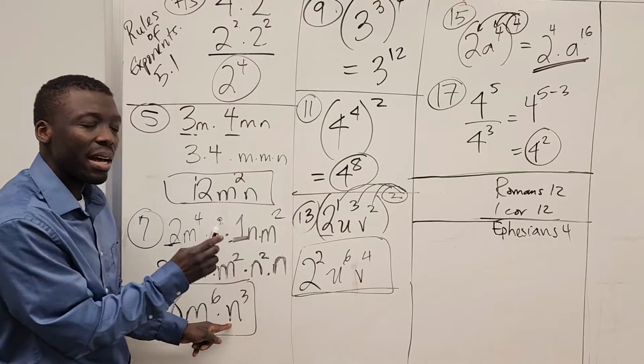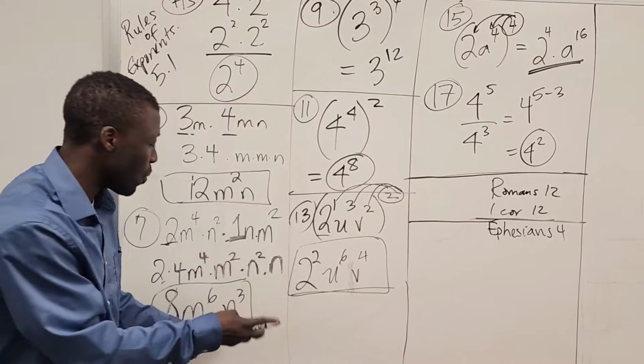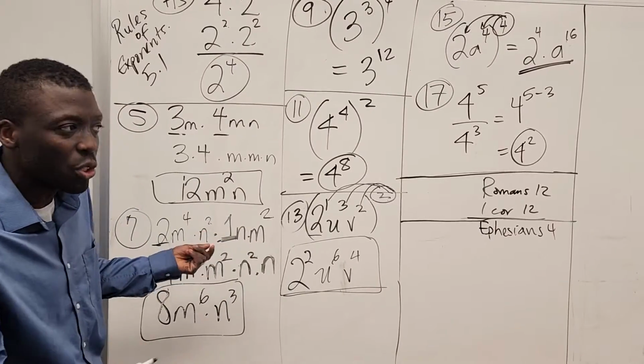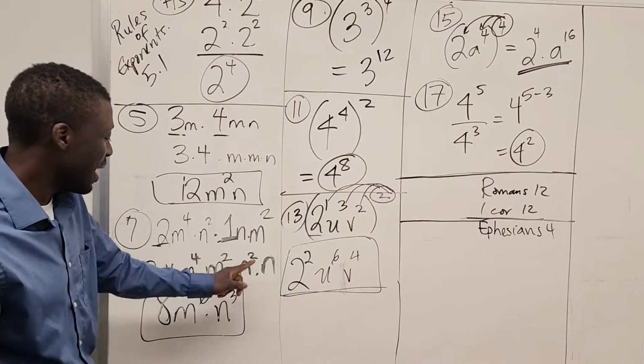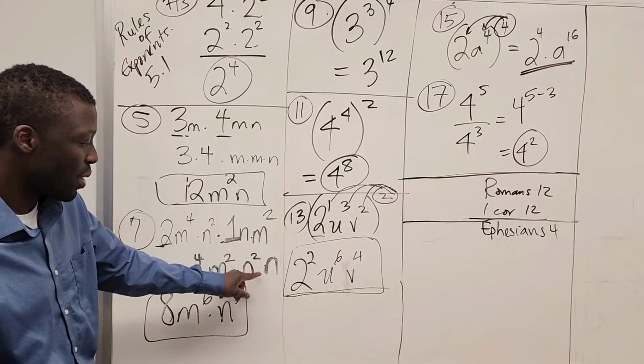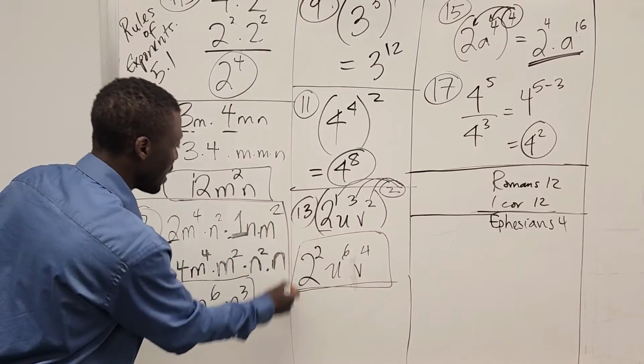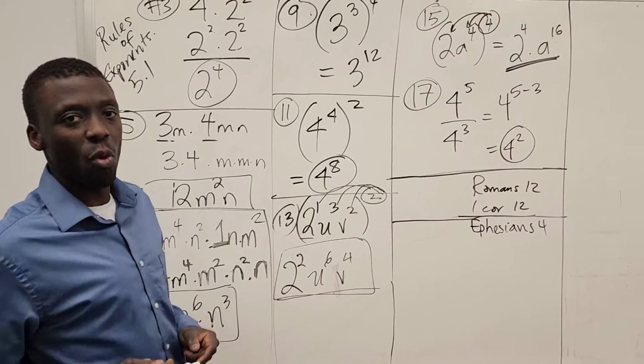A base without a power showing is the same thing as that base to the 1st power, but we don't always write that down. We don't need to. We can save on ink, and then we basically know that it's n squared times n to the 1st, which is n to the 3rd. That's how you do number 7. Okay, that's how we tackle number 7. Let's look at a few more examples.